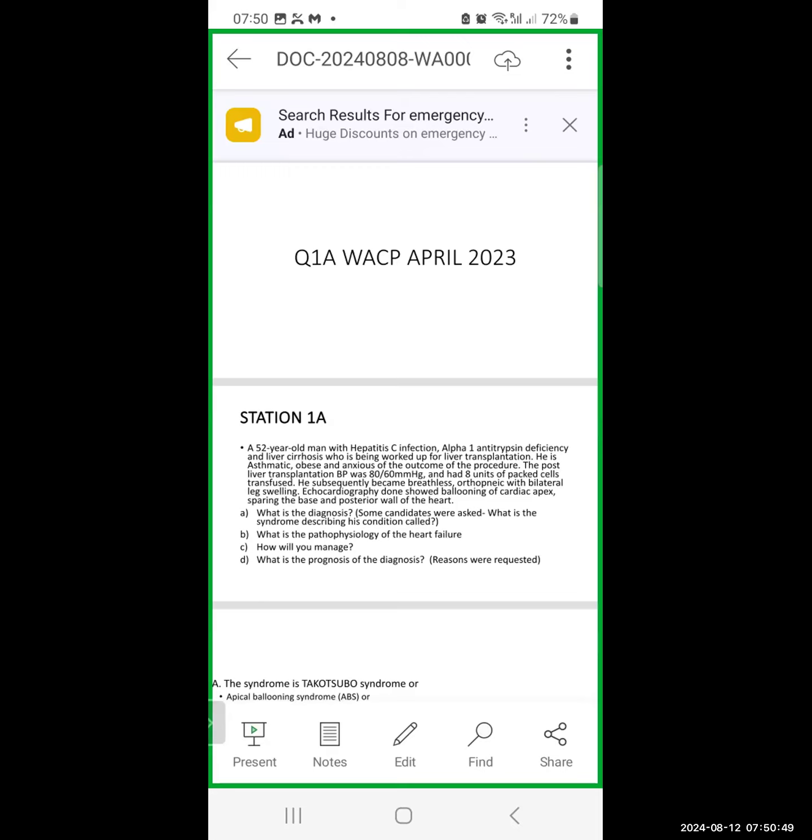I think the management for ACS has to do with dual antiplatelets. So you either give aspirin and clopidogrel, or aspirin, prasugrel, and the others, but it has to do with dual antiplatelets.